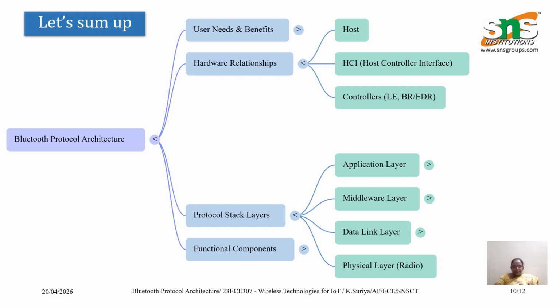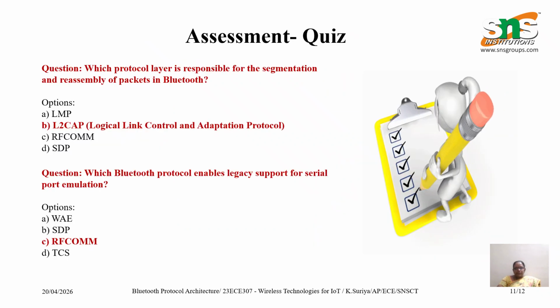I hope you understood the Bluetooth protocol architecture in detail. We saw about the hardware relationships: what is the host, what is the controller, and what is the relationship between the host and the controller. And we saw the different layers like application layer, middleware layer, data link layer, and the physical layer. Let us take up some assessment questions.